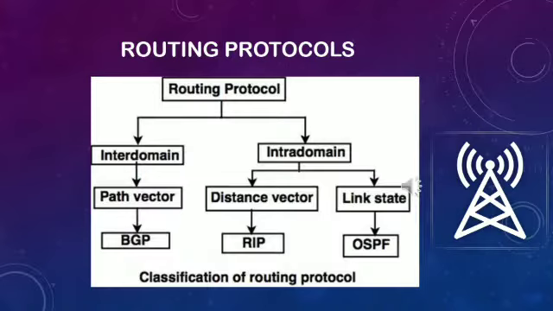So let's just get into the routing protocols. These are mainly classified into interdomain and intradomain. So the interdomain protocol, as an example, like path vector protocol, and intradomain has distance vector and link state protocol.